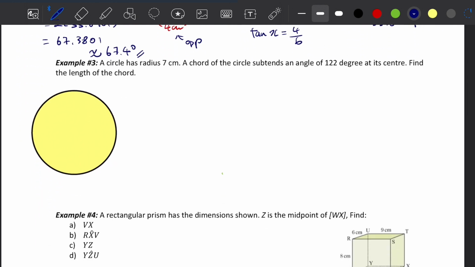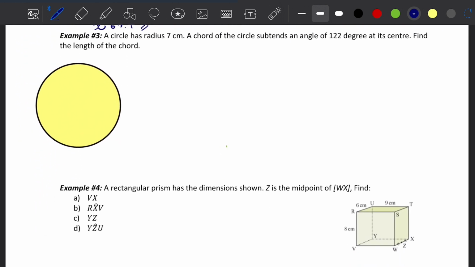Then let's try example 3. So we have example 3 and a circle. A circle has a radius of 7 centimeters. So a circle means we have a center, and it has a radius of 7 centimeters. And a chord of the circle subtends an angle of 122 degrees at its center. We need to find the length of the chord, right?